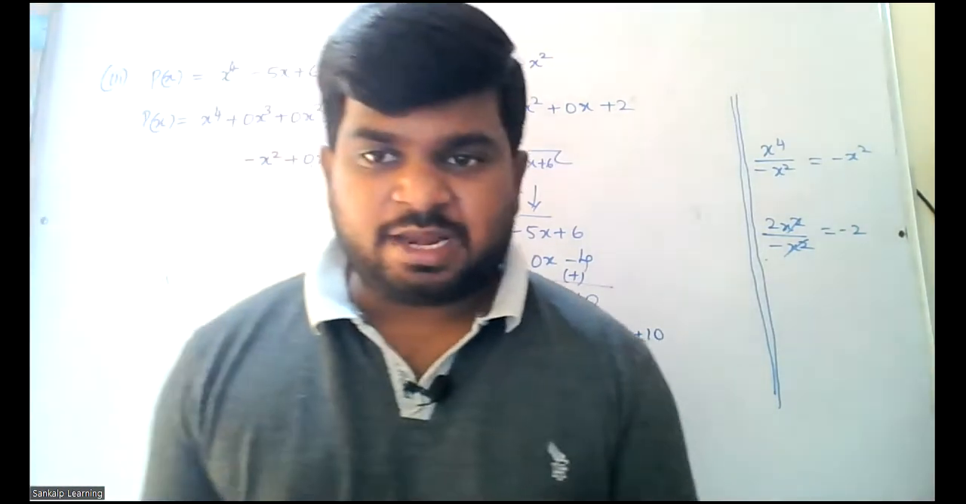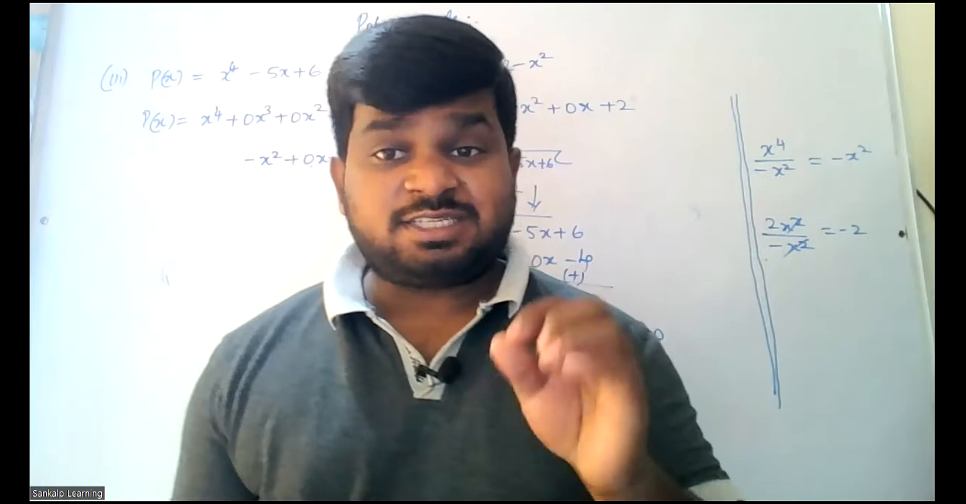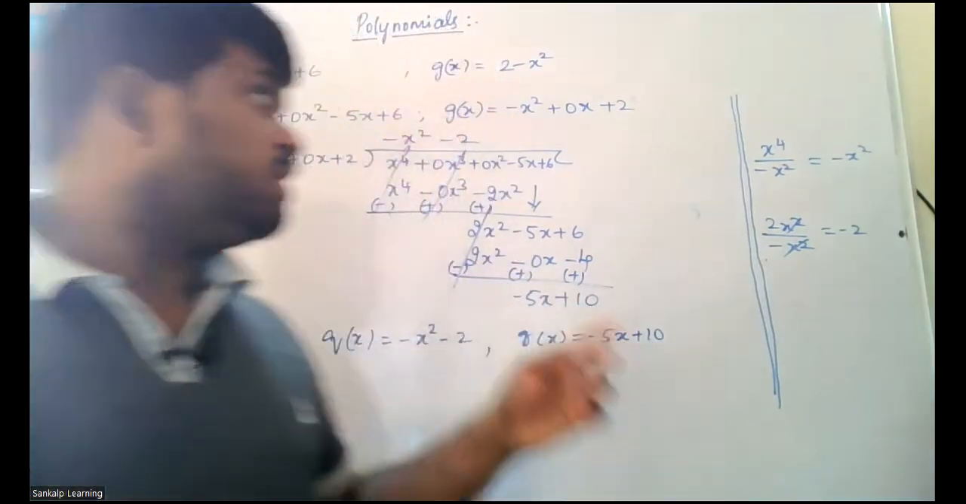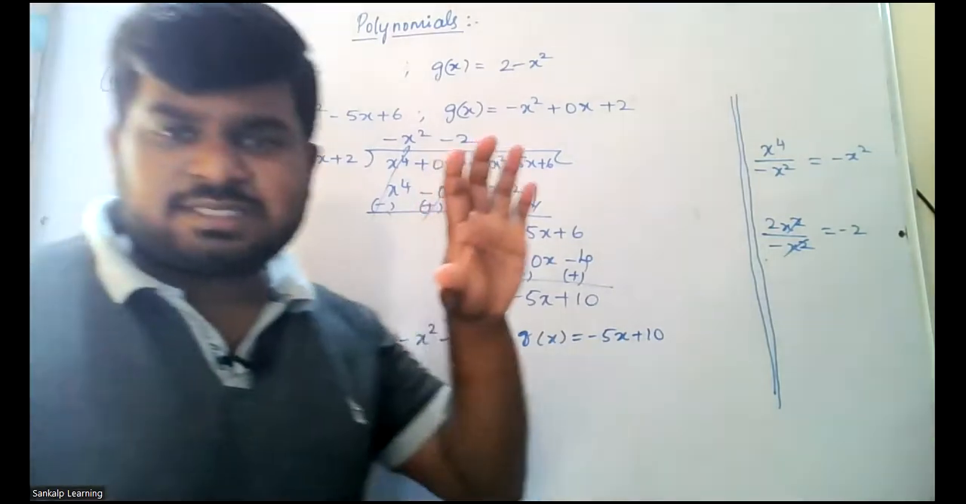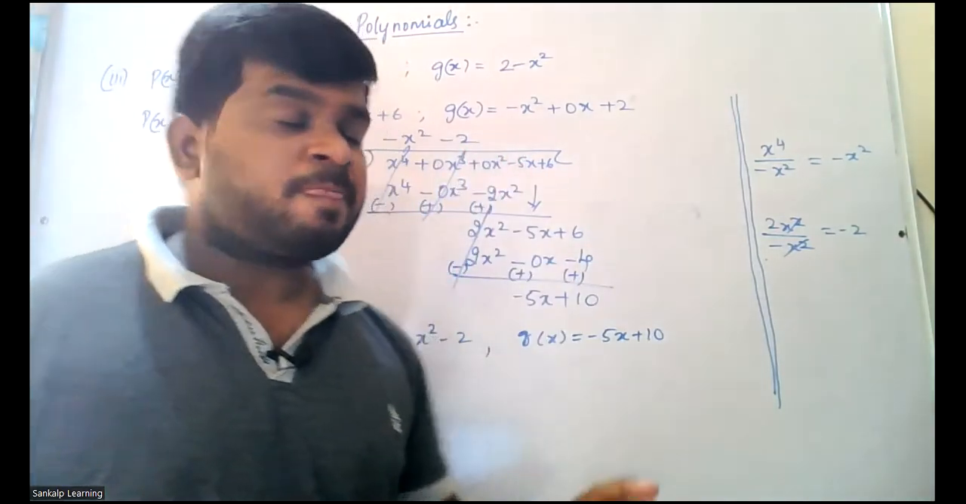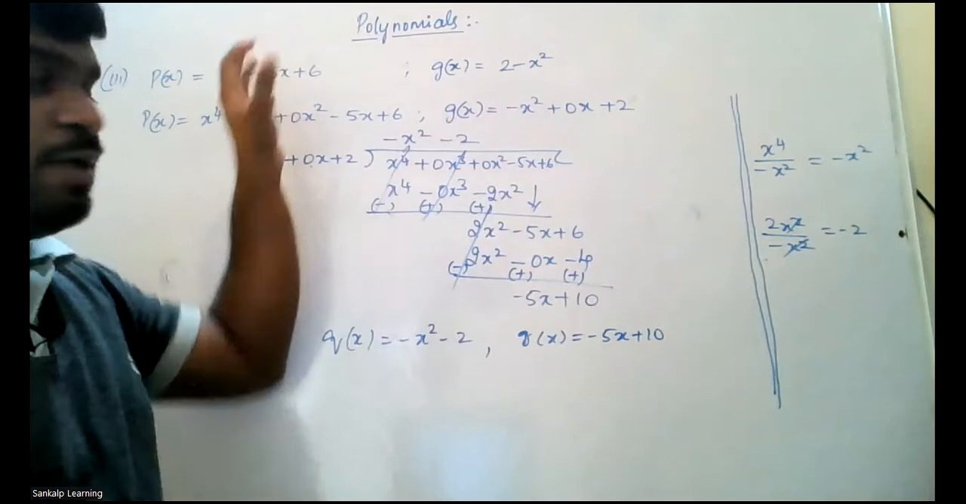Now, in the next one, we have to find whether g of x is a factor of p of x. It is the same procedure. Okay. We have to divide p of x by g of x.